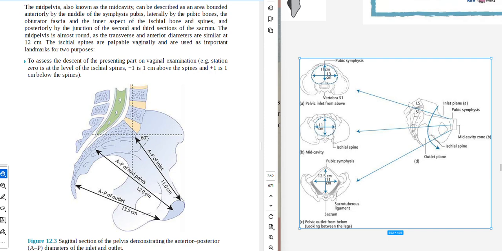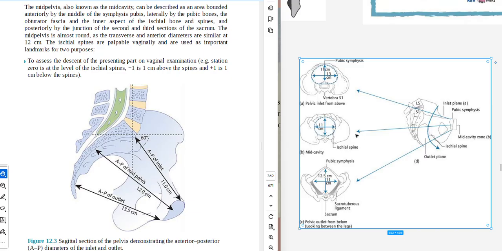Okay, so boundaries of the mid pelvis. When we talk about the mid pelvis, what are its boundaries? Now focus here. Notice the difference. The pelvic inlet is at the upper border of the pubic symphysis and the mid pelvis is at the middle of the pubic symphysis, right? So the upper border of the pubic symphysis makes you the pelvic inlet, and the middle of the pubic symphysis makes you the mid pelvis.